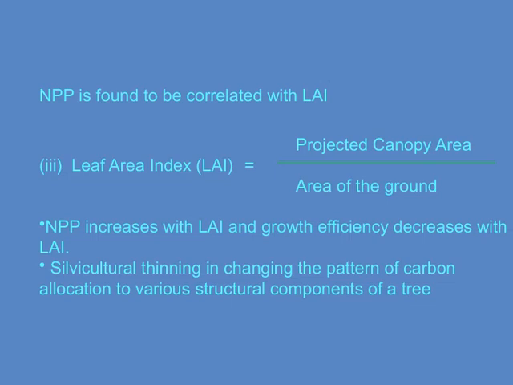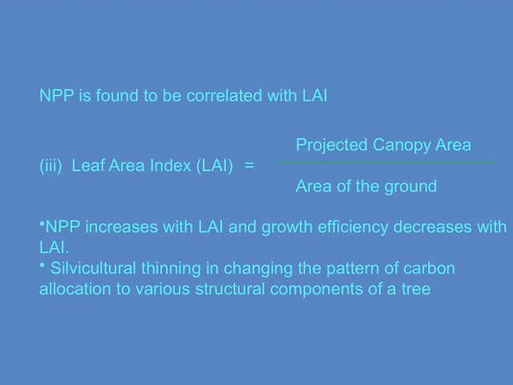Let's take a closer look at how NPP, or net primary production, is related to LAI, the leaf area index. As you can see, LAI essentially measures the projected canopy area, which is the area of the ground covered by the leaves. What's interesting is that NPP tends to increase as LAI increases, meaning that a denser canopy generally supports more overall production. However, at the same time, the growth efficiency, that is, how effectively the plant converts resources into growth, actually decreases with higher LAI. So, while more leaves mean more photosynthesis potential, the efficiency of that process can diminish as the canopy becomes denser.